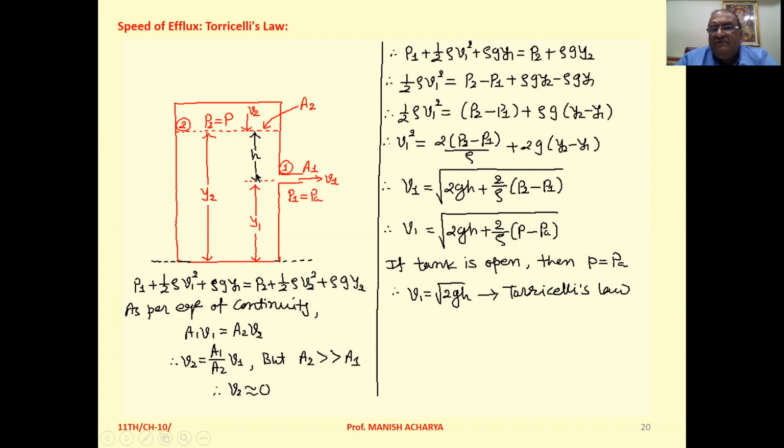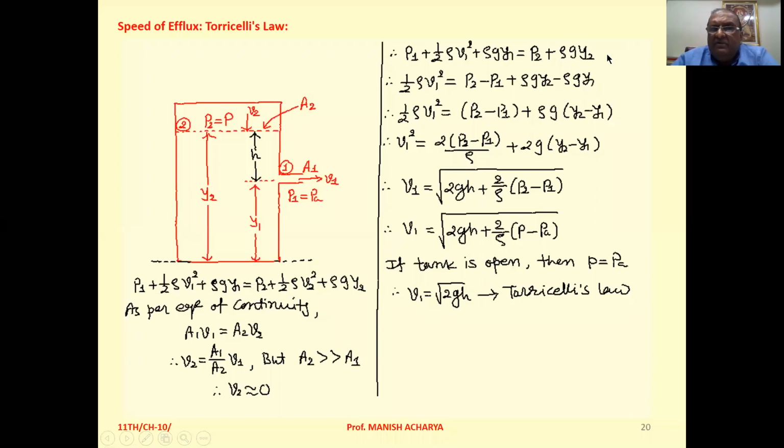H is the depth of the hole from the surface of the liquid, and from the figure you can write y2 minus y1 is H. So here we can write 2gh plus 2 by rho (P2 minus P1). So V1 equals under root 2gh plus 2 by rho (P minus PA), where P2 is P and P1 is PA. So this is the equation for the speed of efflux. Clear to all of you?